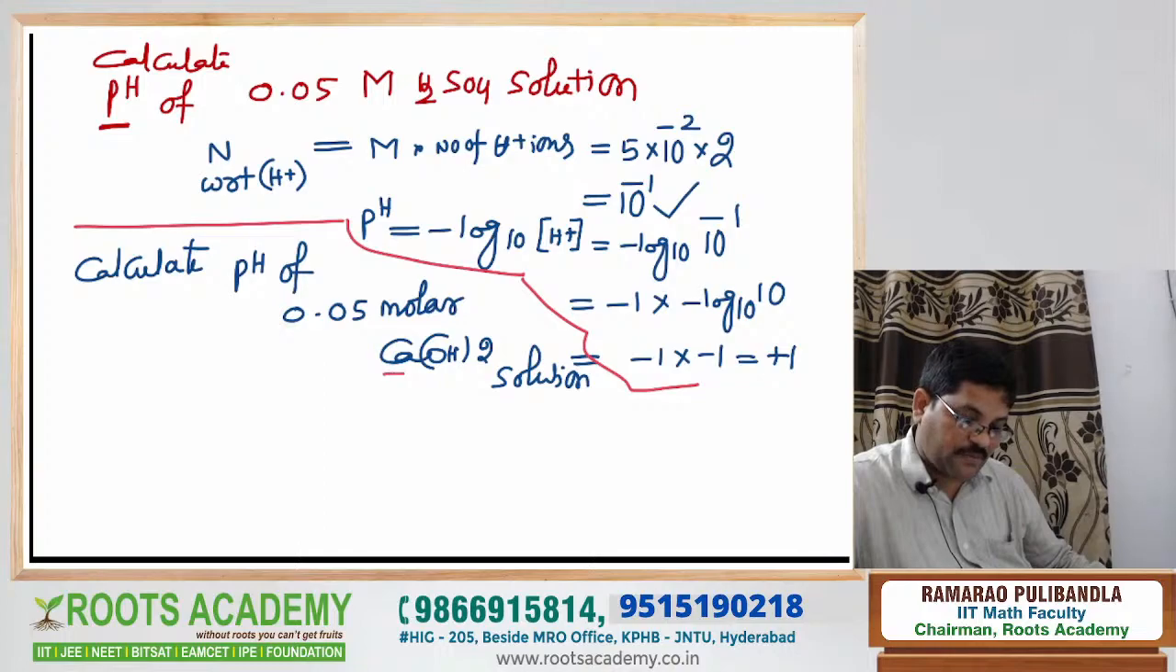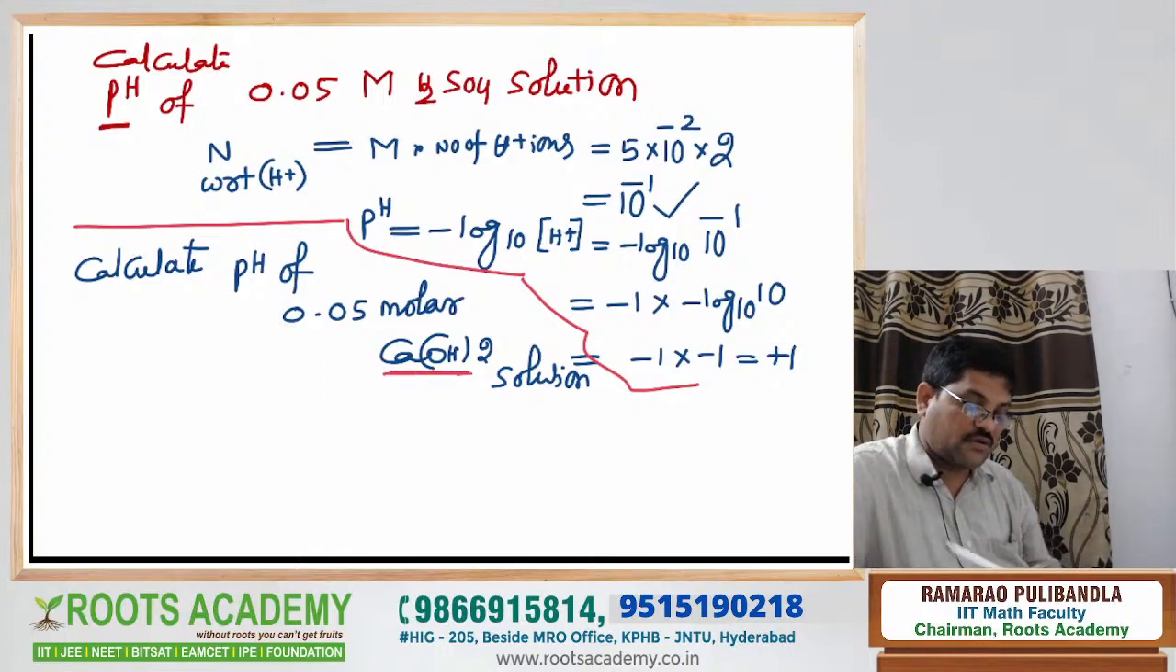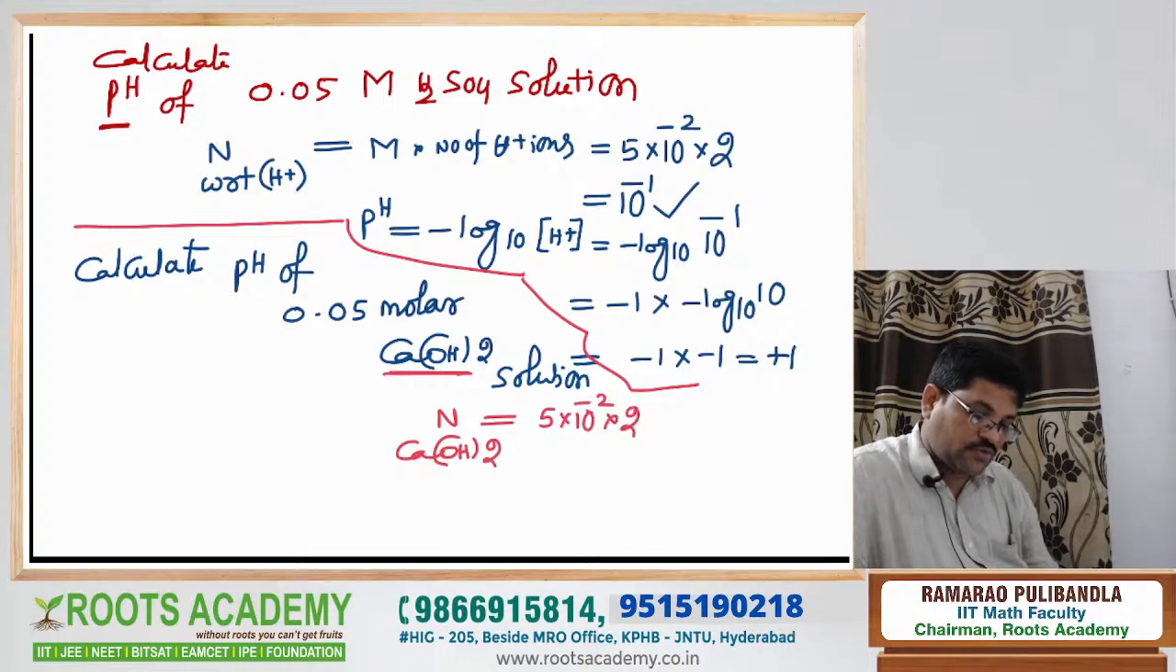Actually, calcium is a metal. Metal forms what? Base. First, you have to find out the normality of the calcium hydroxide. Normality of calcium hydroxide: molarity is what? 5 into 10 power minus 2 into 2. That becomes 10 power minus 1.